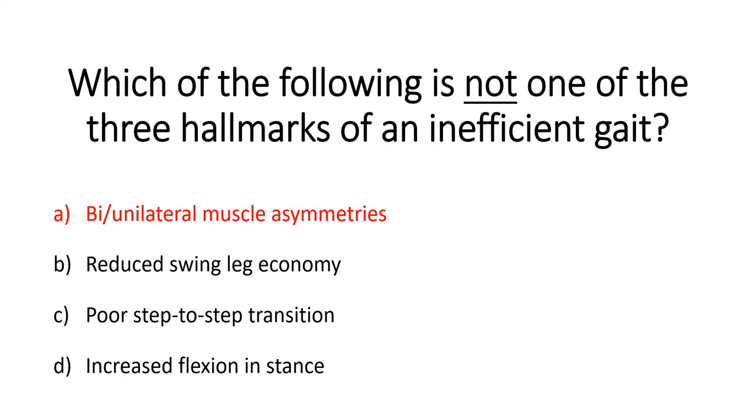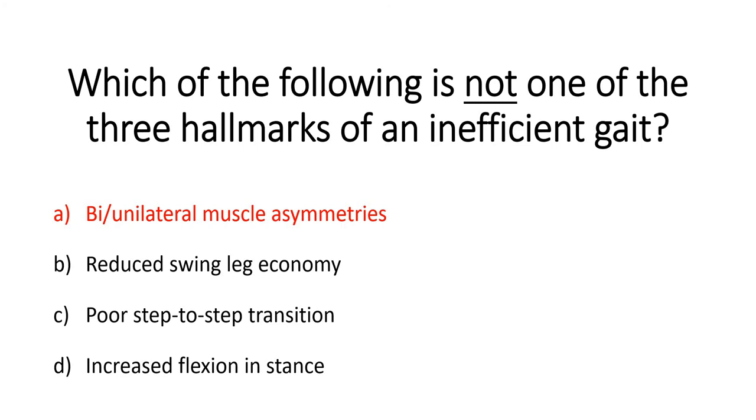This one is obvious. If you could try it yourself now, stand up and walk around in a half squat position, you'll realise how hard it is. That's an exaggeration, but it goes to show the importance of avoiding overly excessive flexion and maintaining the right amount of flexion to ensure an economical gait. Bi and unilateral muscle asymmetries may have something to do with gait economy, but not enough is known, and therefore they are the odd one out.